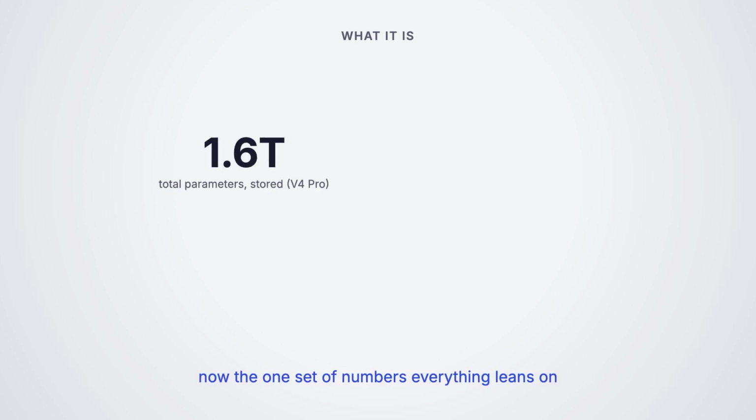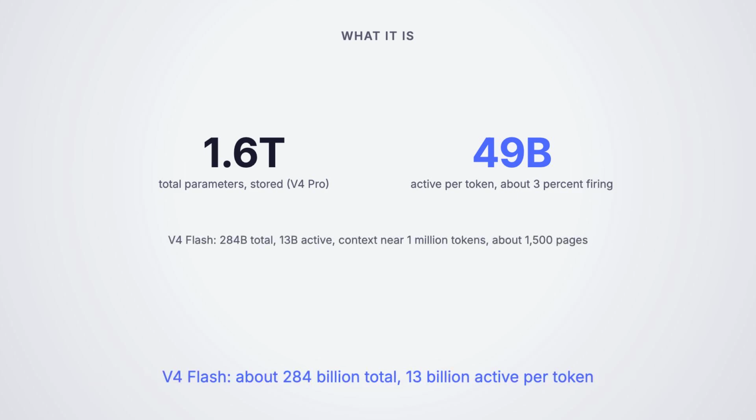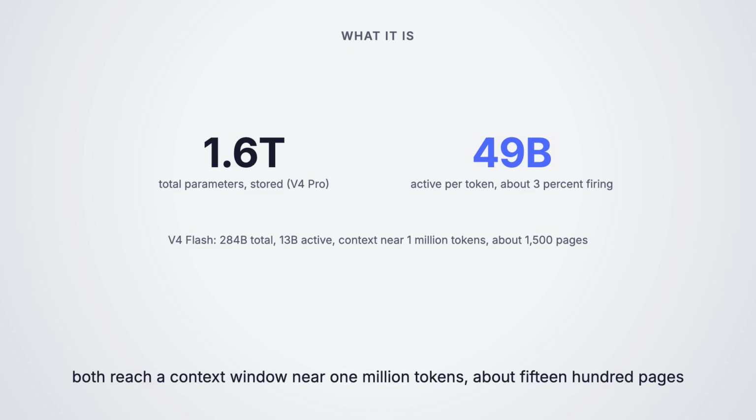Now the one set of numbers everything leans on. V4 Pro has roughly 1.6 trillion total parameters, but only about 49 billion activate on any given word, or token. V4 Flash has about 284 billion total, 13 billion active per token. Both support a context window near 1 million tokens, about 1,500 pages, and both trained on more than 32 trillion tokens. Hold on to that gap.